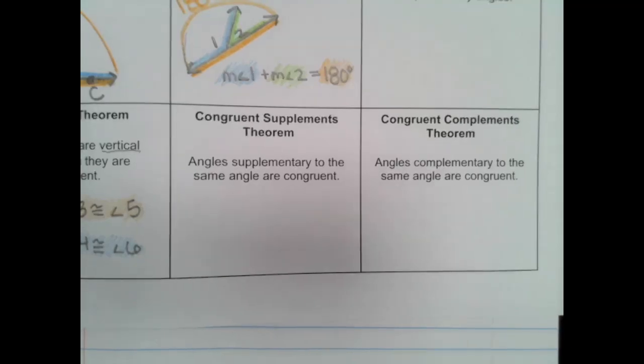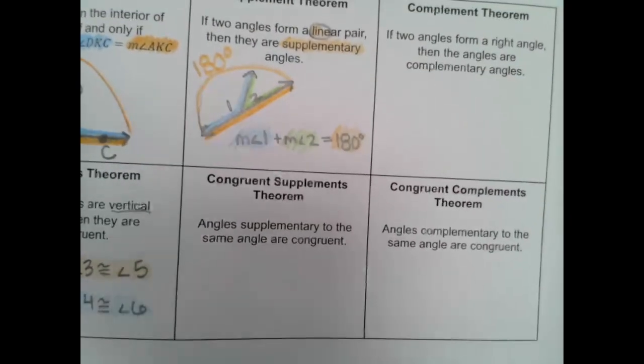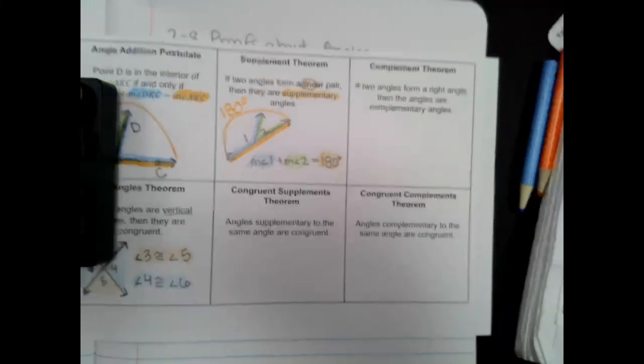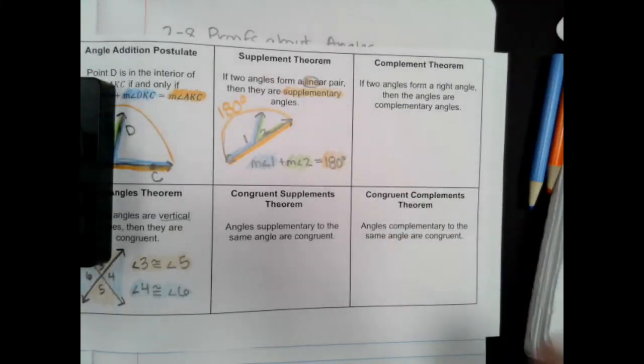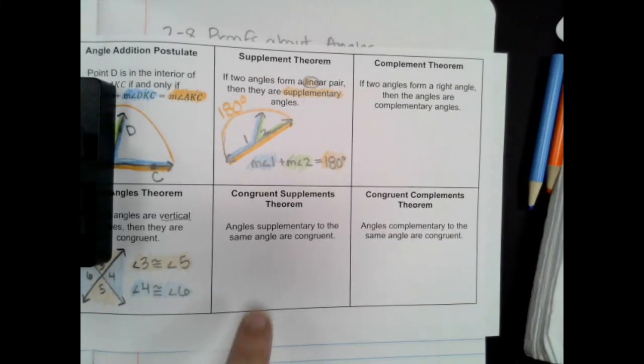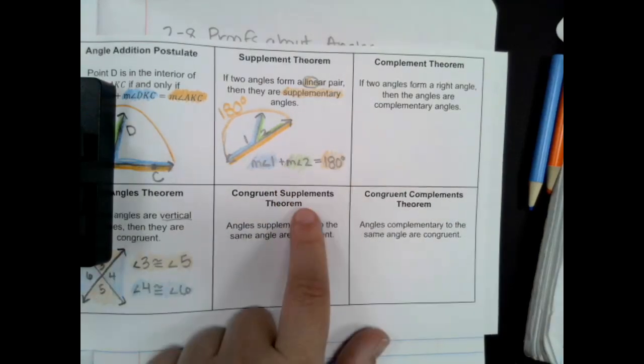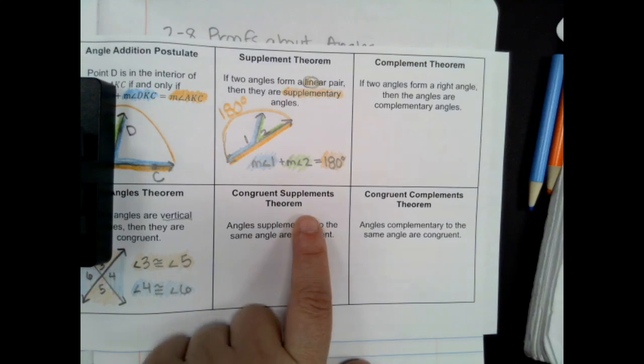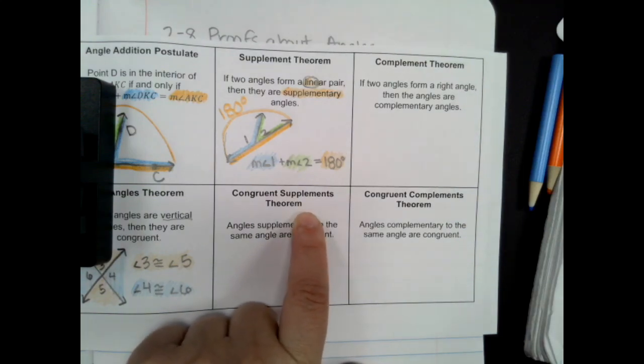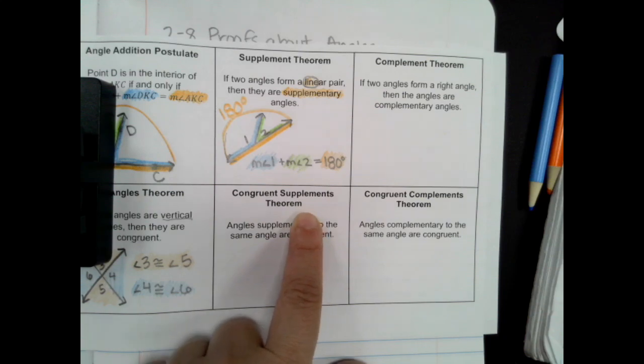Who knew? All right, number, I don't know, 3, 4. These aren't numbered. All right, congruent supplements theorem. We're going to go below this. So we're talking about supplements. We know supplementary means that they add up to 180. So this one's kind of goofy. The way it reads is a little silly, but we're going to talk through it.